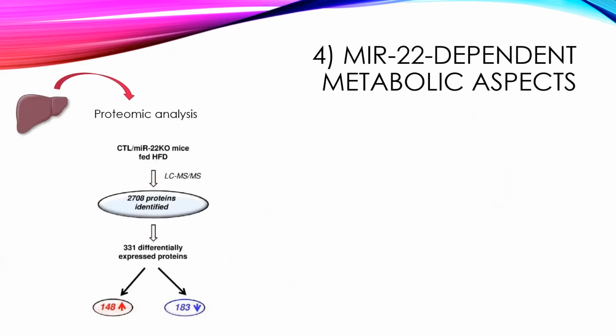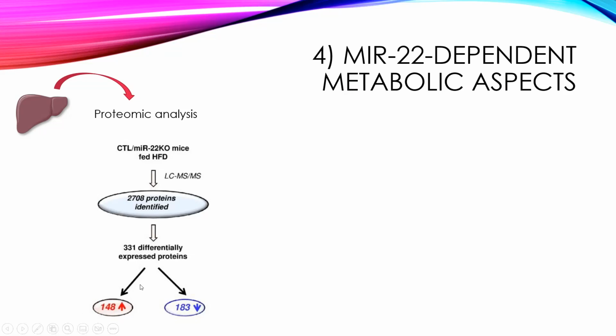So in order to understand this, we did proteomic analysis in the livers. We took the control livers and miR-22 knockout livers of the mice that were fed with a high-fat diet, and we did proteomic analysis. We detected almost 3,000 proteins, and 331 of these were differentially expressed between wild type and miR-22 knockout mice. And half of them were upregulated.